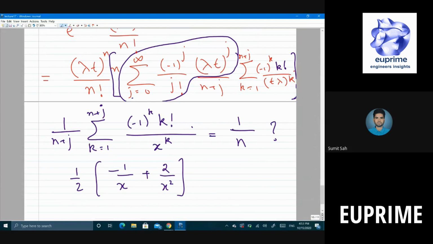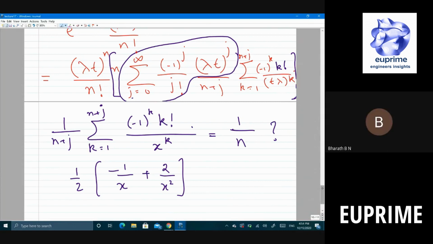Sir, this finite sum will always depend on x. After multiplying this factor with each term of the finite sum, this infinite sum might give some good result, independent of x. Because if you find this finite sum, the x will always be there. We will never get 1 by n, sir. This lambda t will be there, but once we multiply, the lambda t and lambda t might cancel.